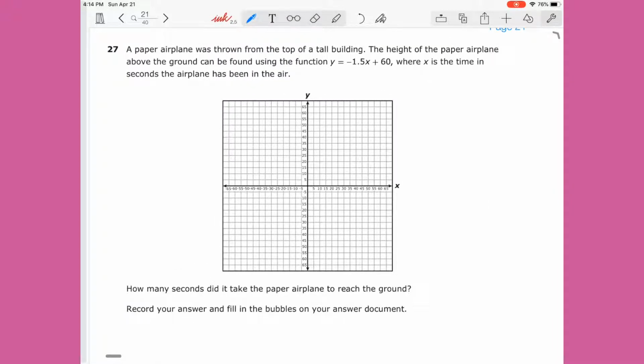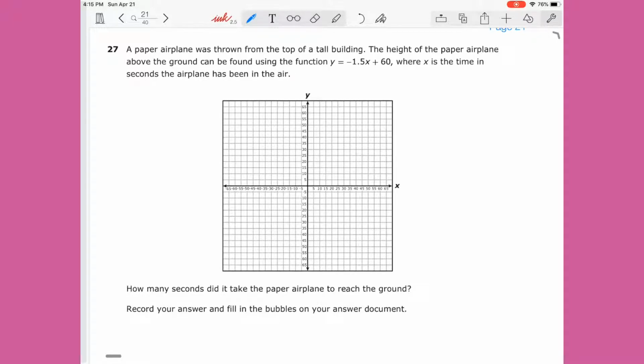Number 27, an airplane was thrown from the top of the tall building, paper airplane, not a plane. It's been a long day. A paper airplane was thrown from the top of a tall building. The height of the paper airplane above the ground can be found using the function y is equal to -1.5x plus 60, where x is the time in seconds that the airplane has been in the air. Okay, so how many seconds does it take the paper airplane to reach the ground?